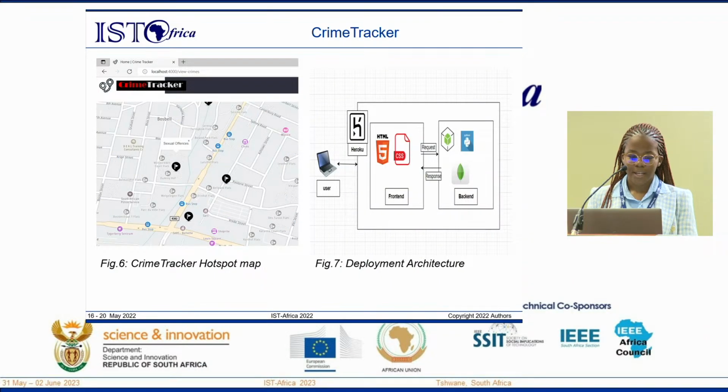So figure 6 shows a clear idea of the patterns and the hotspots, or when a user reports a crime, it will appear on the map. And then the system is deployed on Heroku. The front end was developed using HTML and CSS, and for the back end, the data will be stored on MongoDB, and we use Python.